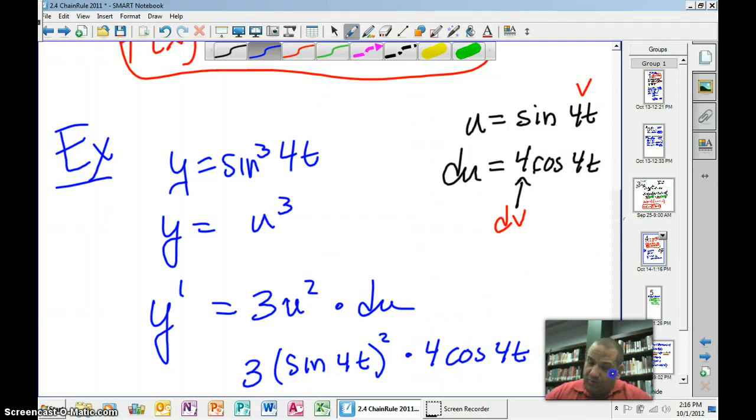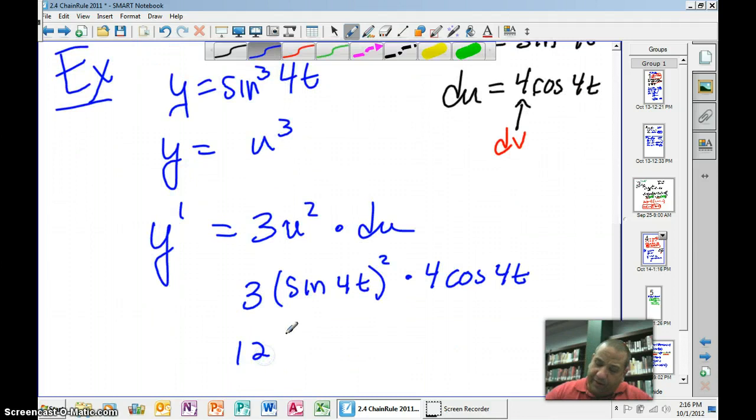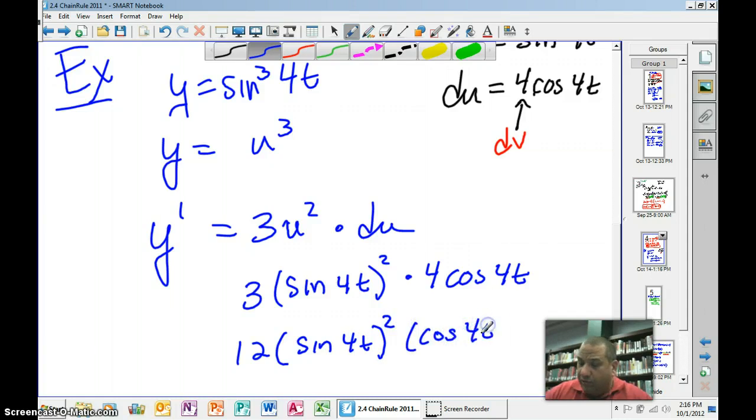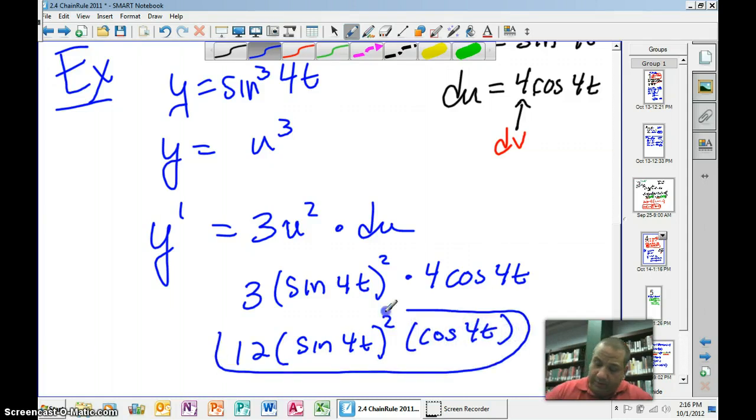I don't think there's much more to do. I'll just put it up here as 12, and I'll leave it like this. You guys all right with that? Yeah, they're good with it. All I'm doing is 12, and then I'm making the cosine 4t. I'm sure there's some type of trigonometric identity that can do stuff with it, but I'm happy with this. First time seeing it with trig, I'm happy.